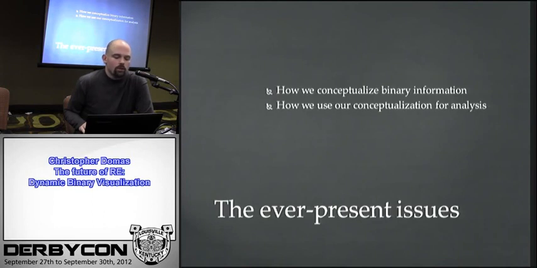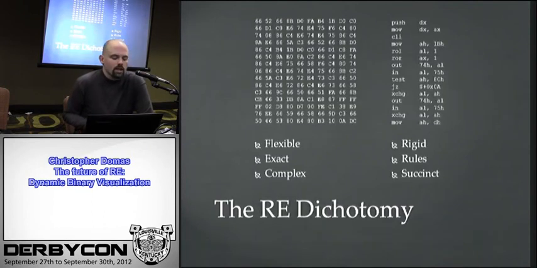So let's look at the first problem, how we conceptualize binary information. Sort of brings us to what I consider to be an RE Dichotomy. There are two polar opposite approaches here, and they're basically mutually exclusive, where on the left we have our conventional approach, which is essentially a hex dump of information. It gives us the raw binary information. It's very flexible because this doesn't tell us what the information is. It leaves that analysis up to us. It's also a very exact representation of the data. There's no question that what I'm seeing is what the data really is. Unfortunately, it's unreasonably complex, and it's very difficult to deal with information this way.